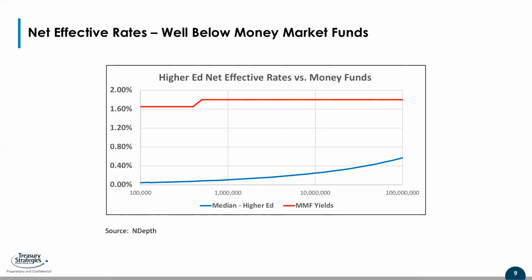And on this chart now, we're not talking about earnings credit rate, we're talking about the net effective rate. As you recall, we said that the median earnings credit rate for higher ed was 50 basis points. Here, if we look at the blue line, the median net effective rate is 25 basis points. So that's only half of the earnings credit rate.